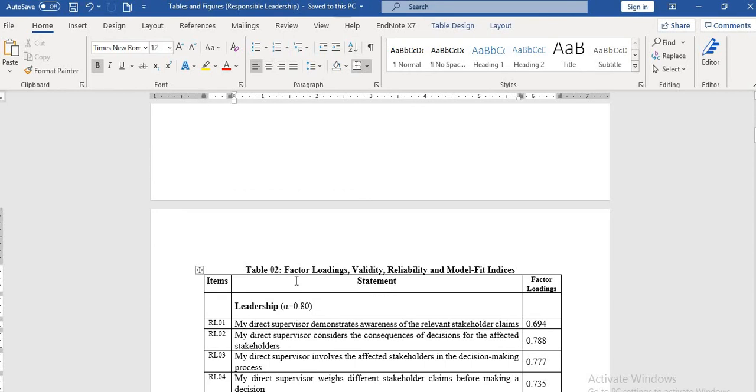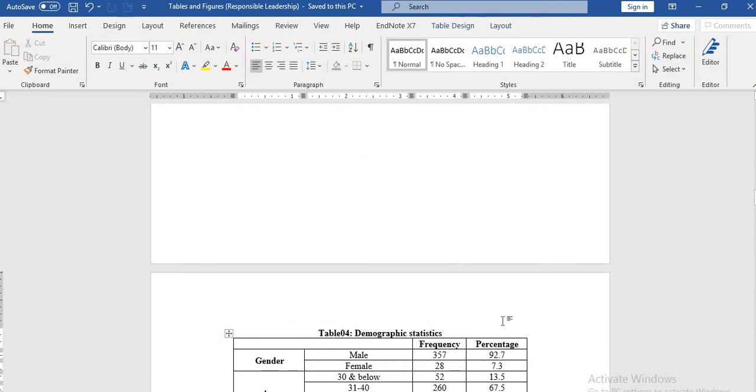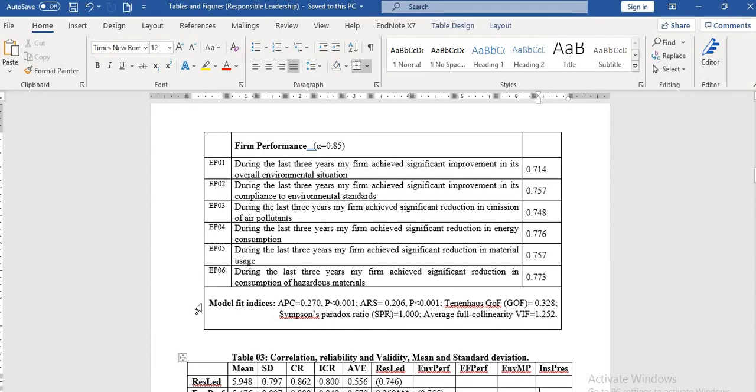This is the variable, leadership, and these are the values of Cronbach alpha, and these are the items. These are the items and these are the values of factor loading, and at the end of this table I have reported the values of the model fitness indices. So these values are acceptable, and they allowed me to perform the structural equation model to test the hypothesis.